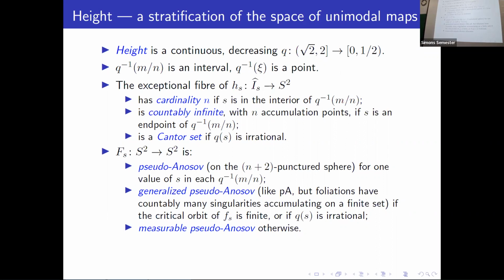So they will be pseudo-Anosov when the critical point is periodic? Yeah, not always when the critical point is periodic. For very special periodic critical points, just one of each height. So mostly when the critical point is periodic, they're going to be generalized pseudo-Anosov. The pictures that I drew before actually are periodic critical point, because that's the only ones I can really draw.